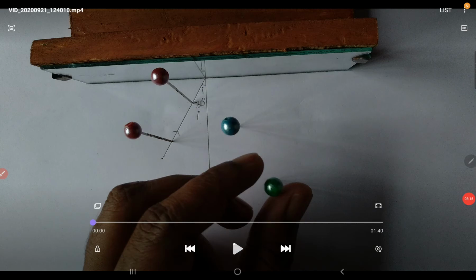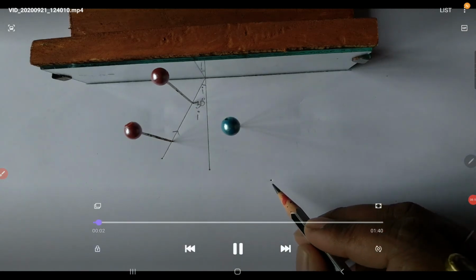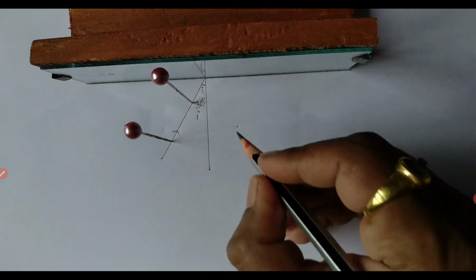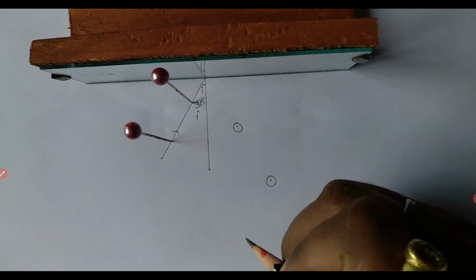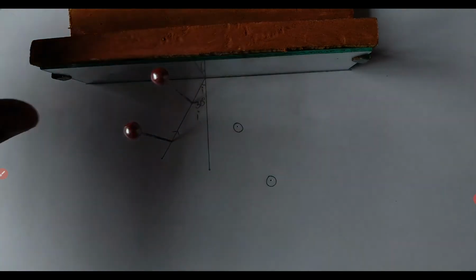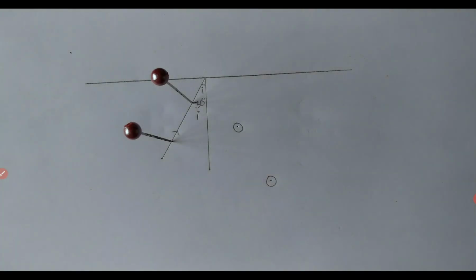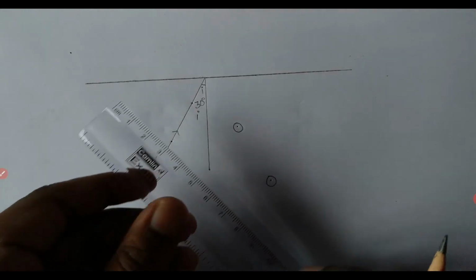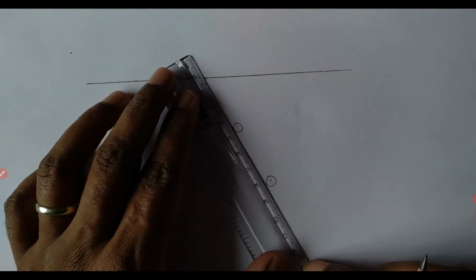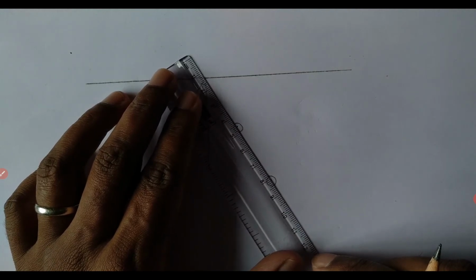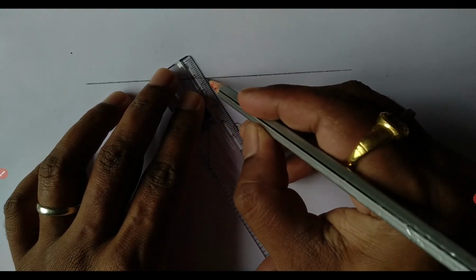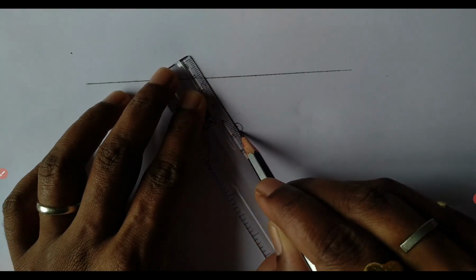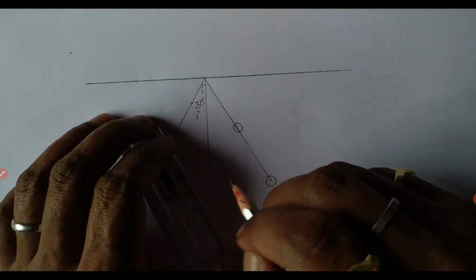Now the next steps are to take out the needles which were blocking the images and mark these dots, so that I can join them afterwards. I'm removing the mirror now and I shall take the ruler and join these two dots with the point of incidence. So I am doing that, joining these two dots with the point of incidence. Fine, I got my reflected ray.